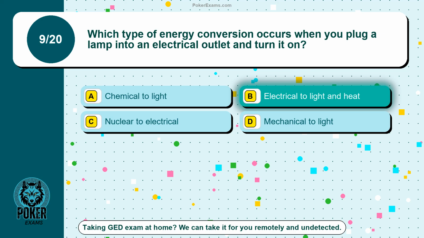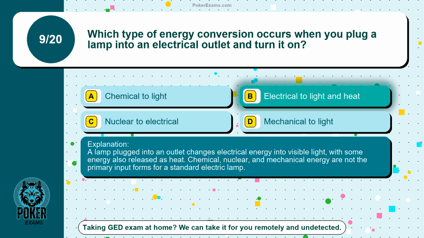The correct answer is option B. Electrical to light and heat. A lamp plugged into an outlet changes electrical energy into visible light, with some energy also released as heat. Chemical, nuclear, and mechanical energy are not the primary input forms for a standard electric lamp.